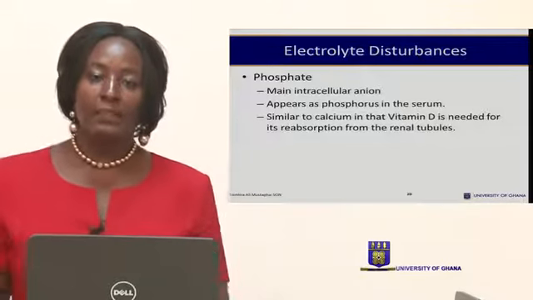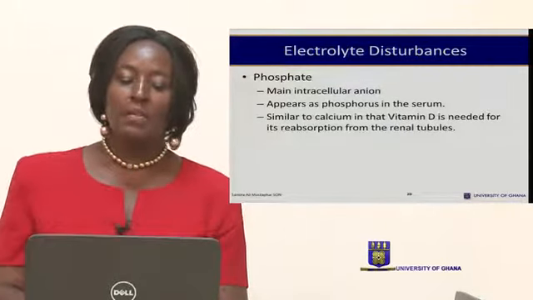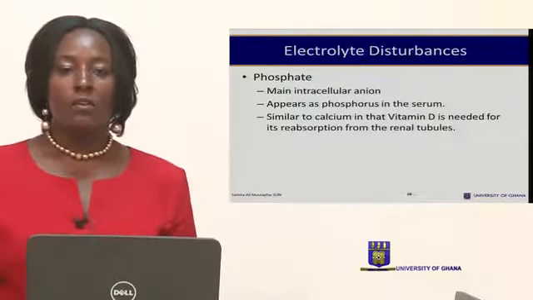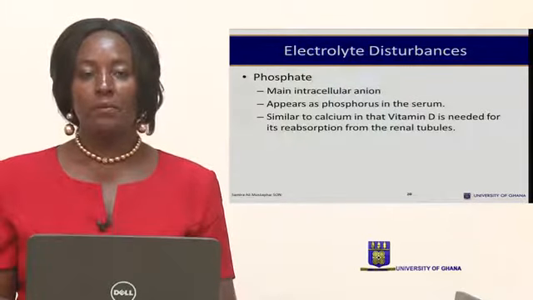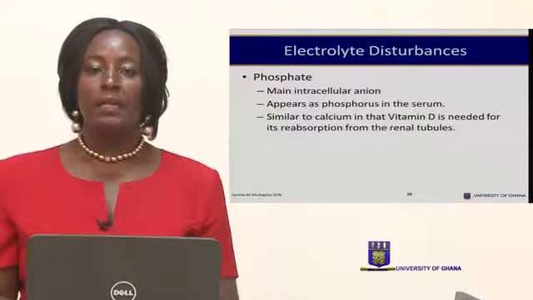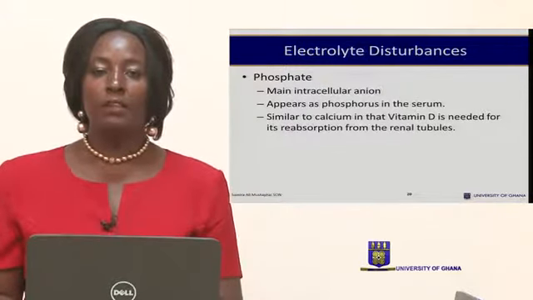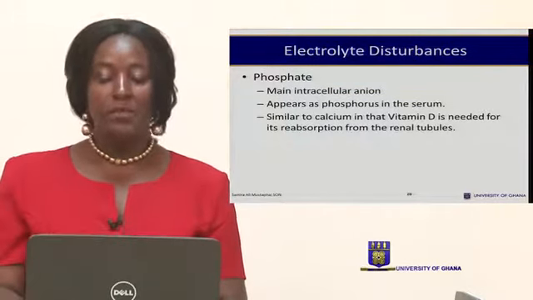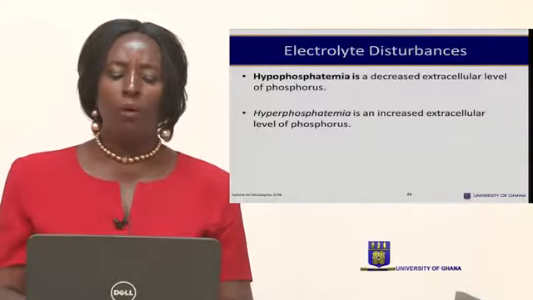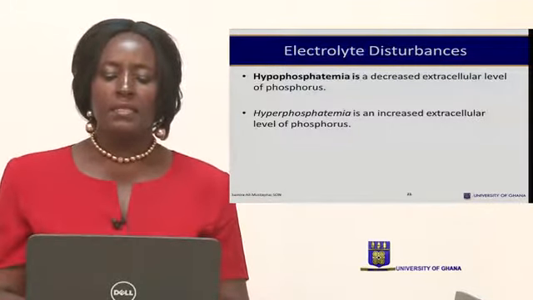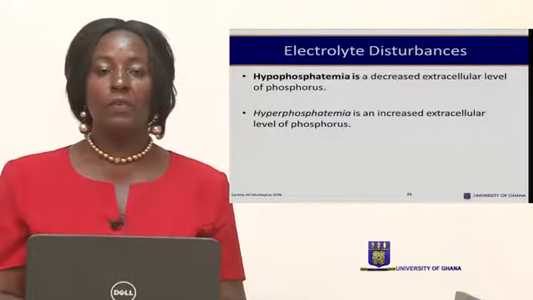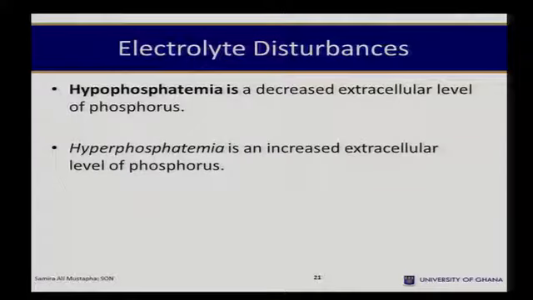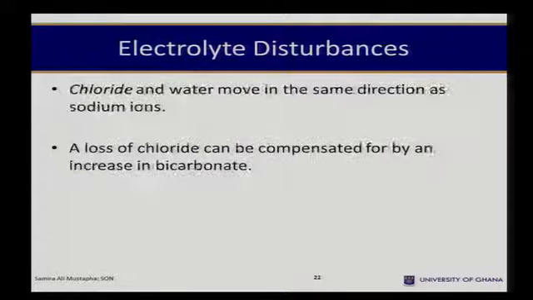Another we want to look at is phosphates. It also maintains extracellular anion and appears as phosphorus in the serum, and similar to calcium, it needs vitamin D, and is needed for the reabsorption in the renal tubules. So it's very, very important. And then hypophosphatemia is a decreased extracellular level of phosphorus. And hyperphosphatemia is an increased extracellular level of phosphorus.